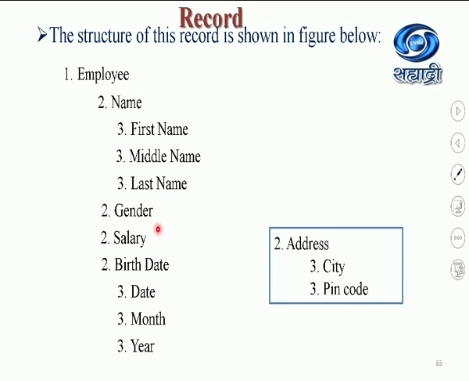The name, gender, salary, birth date and address are the fields we are going to consider, and here name, birth date and address are the group items. So whatever sub fields we consider are assigned the level number 3, whereas gender and salary are the elementary items, so they are assigned the level number 2.